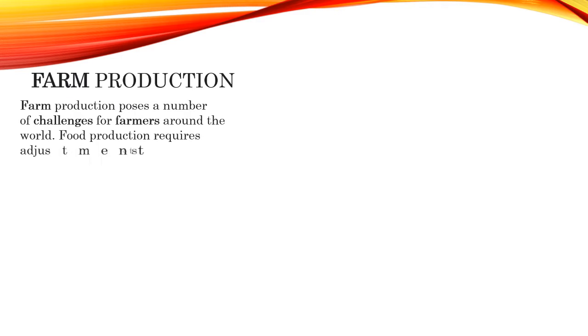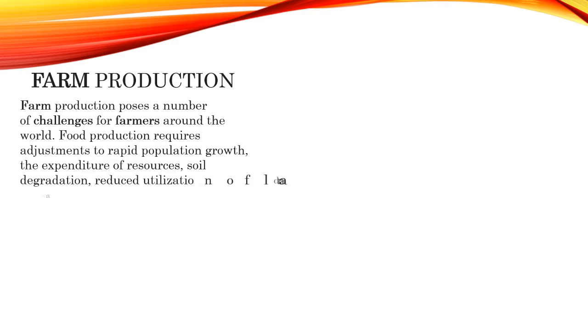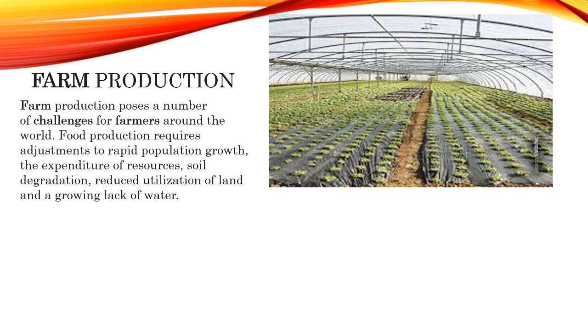Farm production. Farm production poses a number of challenges for farmers around the world. Food production requires adjustment to rapid population growth, soil degradation, reduced utilization of land, and a growing lack of water.